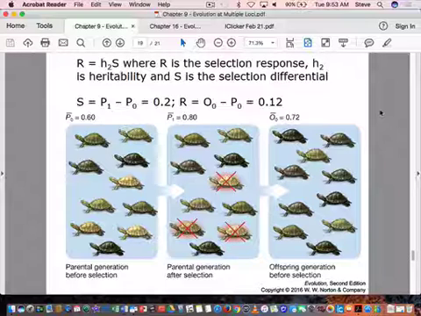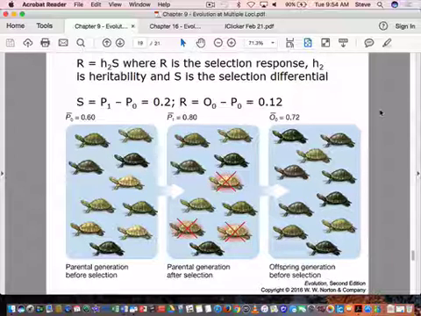So let's imagine, and you're not going to have to calculate any of these, but we'll go through this. Here's the parental generation before selection. Let's say we have some value of some trait, and I think what they're primarily looking at here is color. So we have some measure of pigmentation or coloration in the parental generation before selection. The average value in the population is 0.6. Then there's a selection event, and those three individuals die, and then these give rise to offspring. So this is the parental generation after selection. Here's the offspring generation.